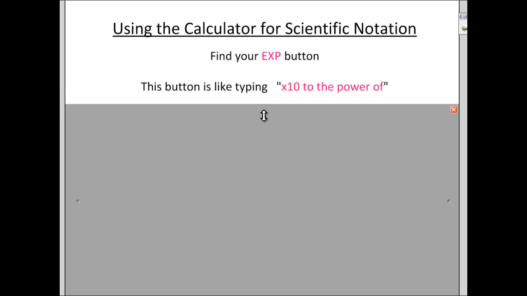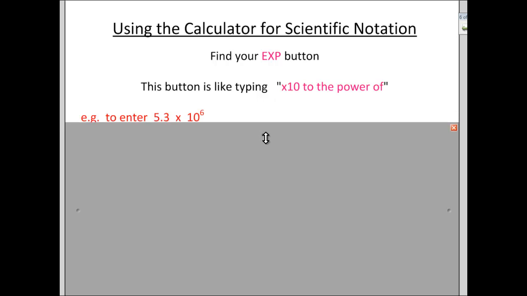Now, last thing I wanted to show you on here is how to use your calculator to do this, because you'll find that there'll be some calculations that you'll need to do, and it will be a lot quicker to do it like this rather than to raise it to the times 10 raised to the power every single time. So what we're looking for is the EXP button, if you can locate that on your calculator. This button is like typing times 10 and then to the power of, like your y to the x button or something like that.